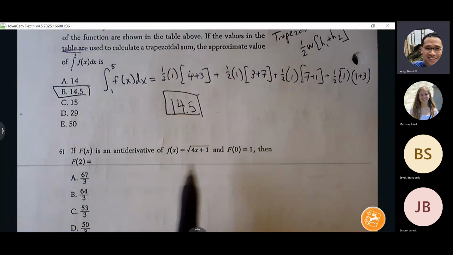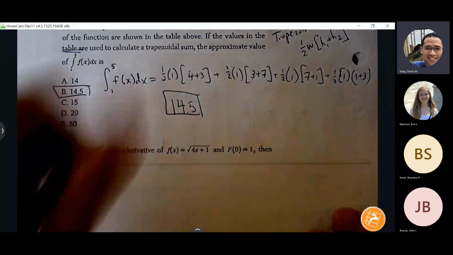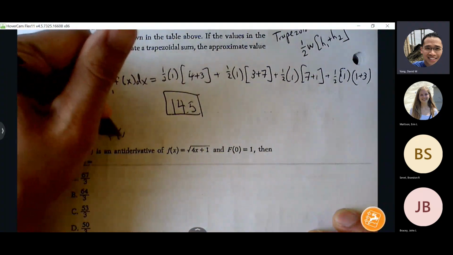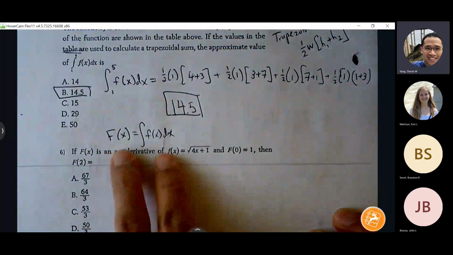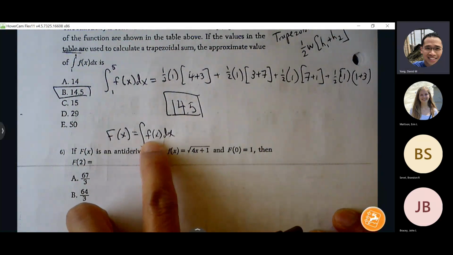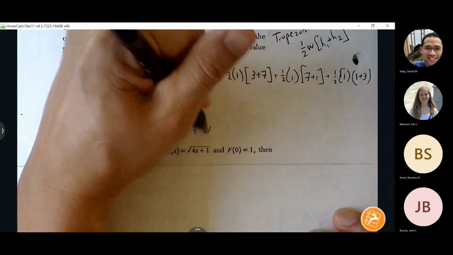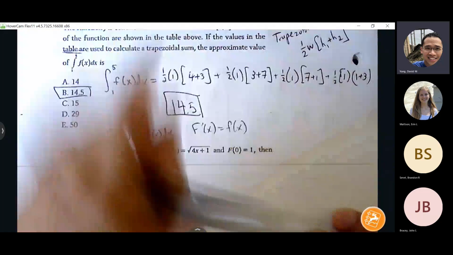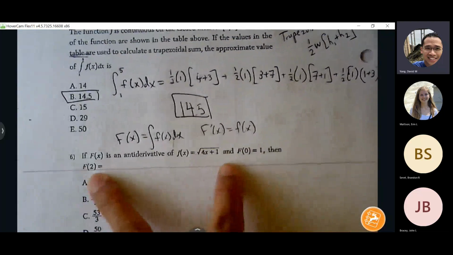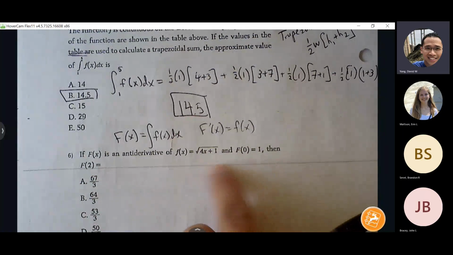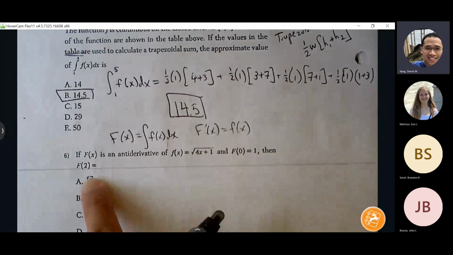I like to treat this as, you know, that uppercase F of x is the antiderivative of f. What that means is that this lowercase f is really uppercase F prime. So whatever we're staring at here is really uppercase F prime. Now I could go through this process and take the antiderivative, find the c value using this, and then plug in again.